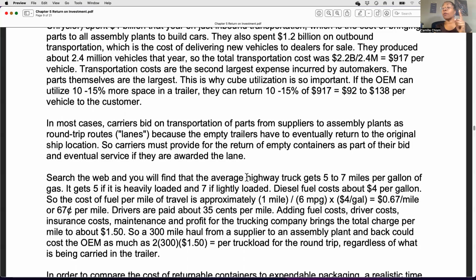So they're going back with an empty trailer already. So if you're going to use returnables, why not put returnables on those trailers? Because they're going to go back there anyway. So it kind of piggybacks on that.